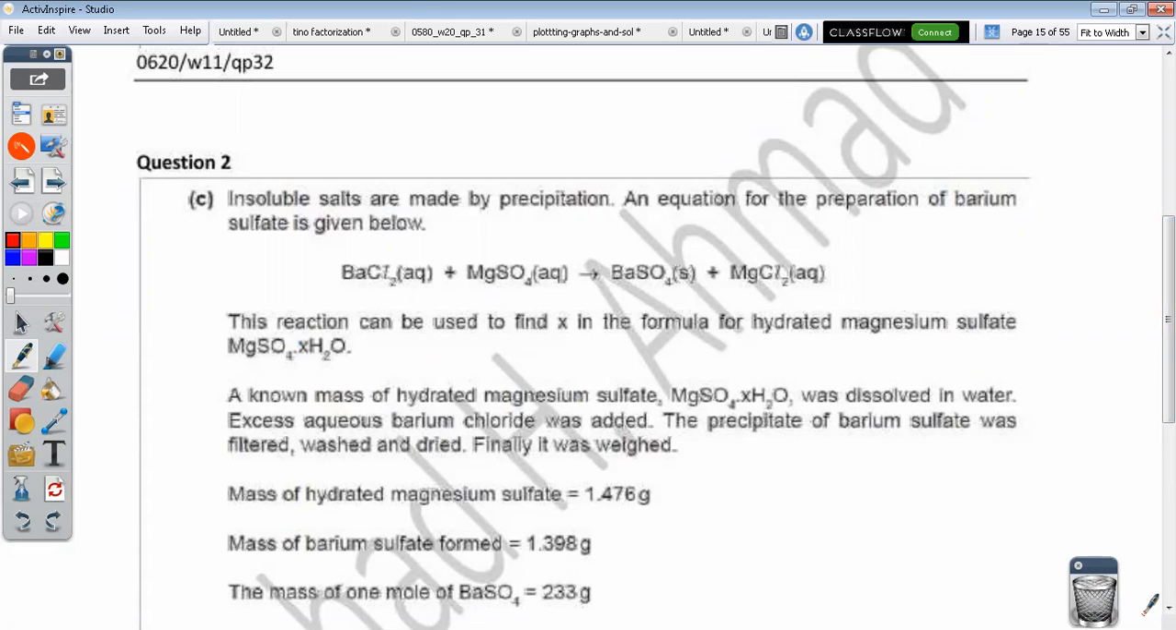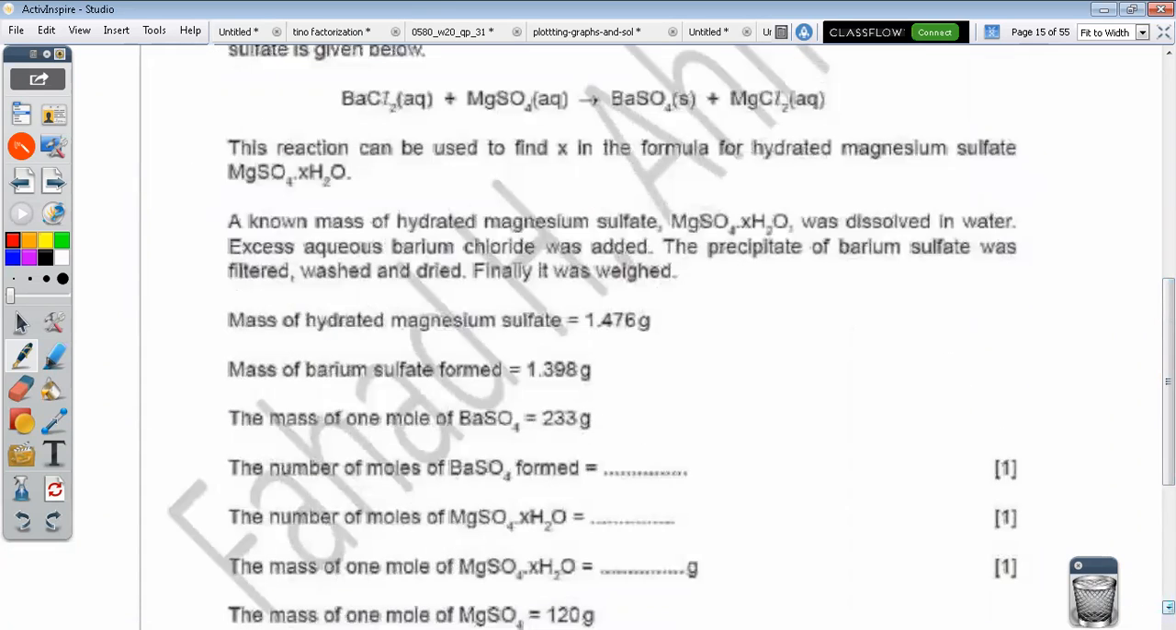Now, what are they saying? A known mass of hydrated magnesium sulfate was dissolved. By the way, you normally get this as the last question of your paper 4, or for the actual practical. They can give you these calculations. A known mass of hydrated copper sulfate X was dissolved in water. Excess barium chloride was added. The precipitate of the barium sulfate was filtered, washed, and dried. You don't need all that for this calculation. Finally, it was weighed.